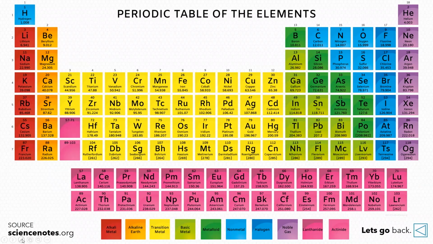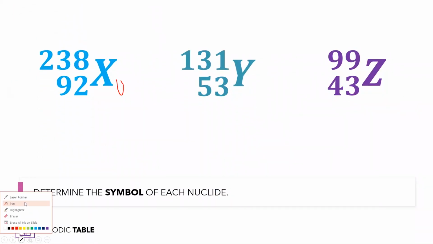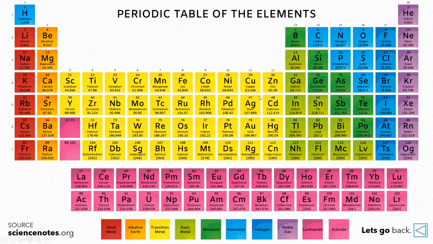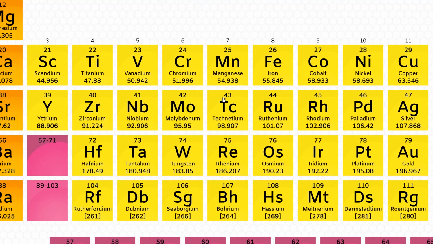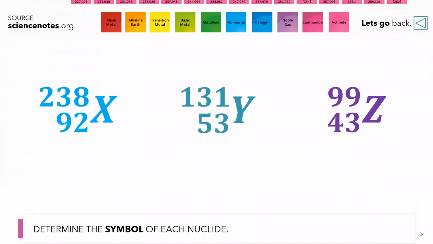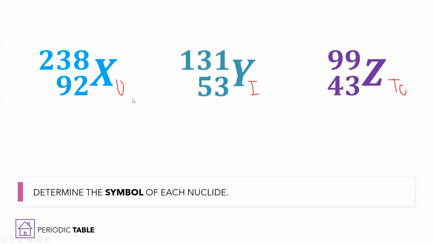So, let's try to write that down. So, this one is actually iodine. And this one is technetium. Right? So, let's check muna just to make sure. Technetium. Is that the technetium? Yes, it is a technetium. So let's go back. Okay, so the unknown is U, uranium, Y is iodine, and the Z is actually the technetium.